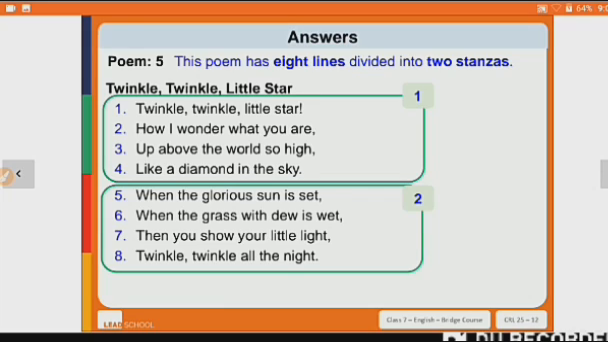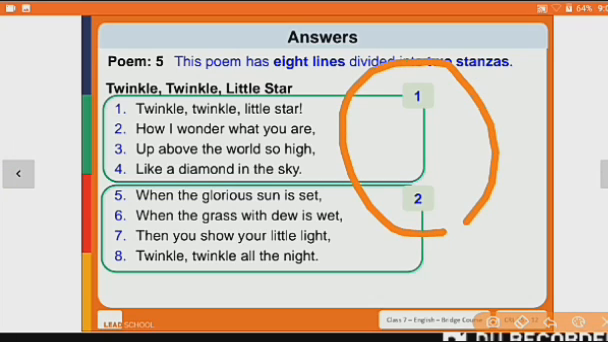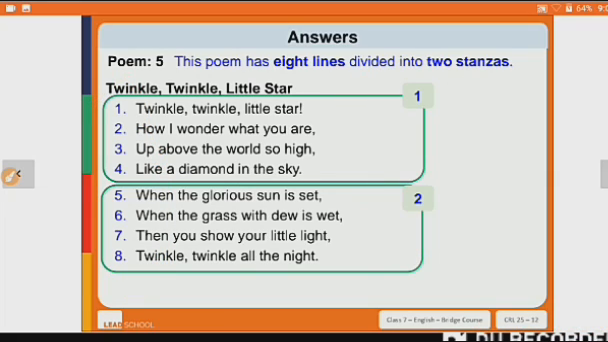ट्विंकल ट्विंकल लिटिल स्टार में कितने हैं? 2 स्टांजा है हमारे और कितने लाइन्स हैं? 8 लाइन्स हमारी है. ओके, सो ये हुआ हमारा आंसर्स. तो क्वेश्चन के साथ आंसर्स भी लिख लेना कि कितनी लाइन्स है और कितने स्टांजा है. ओके, सो दिस वाज द वे to identify the lines as well as the stanzas.